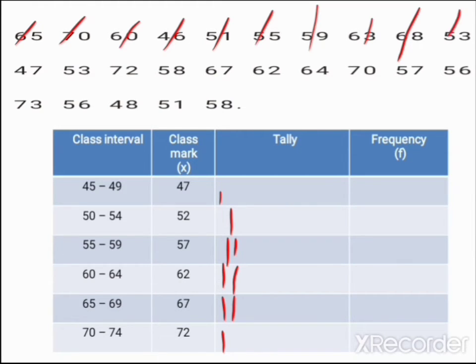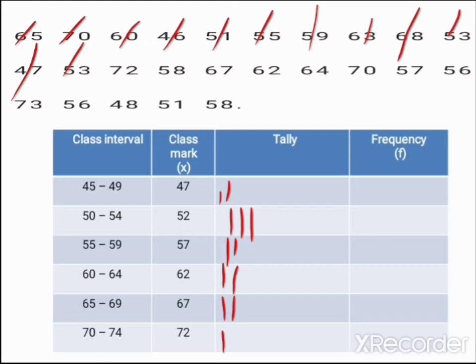The next one is 53. 53 falls into the second class, that's 2 there. Then 47 falls into the first class, that's 2 in that class. Let me draw that properly. The next one is 53. 53 falls into the second class. So look at what I'm doing. Anyone I pick, I make sure I put it into the class immediately, so that I will not by chance omit it or pick it twice.